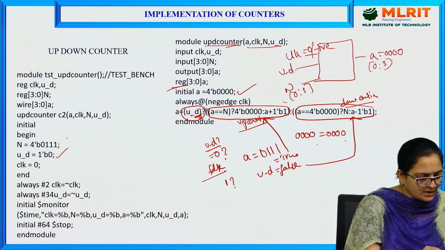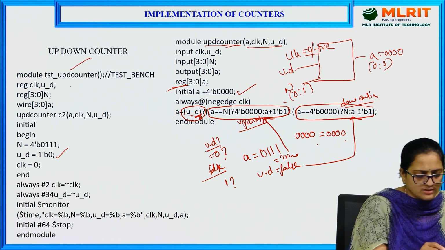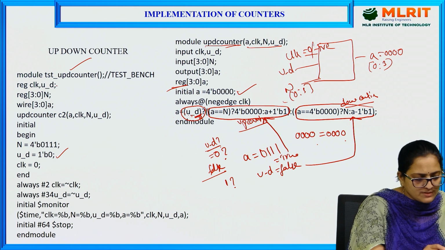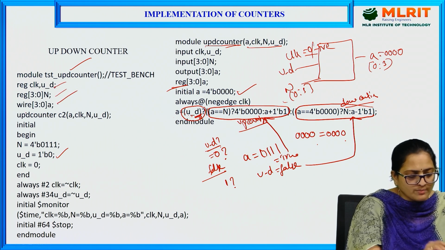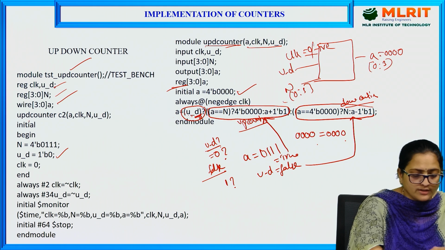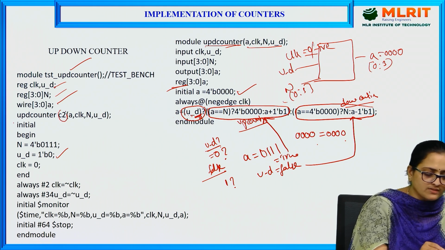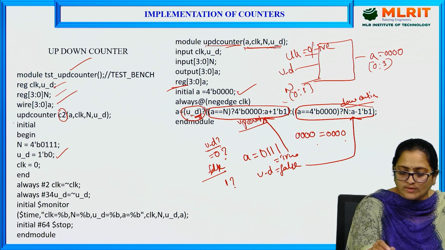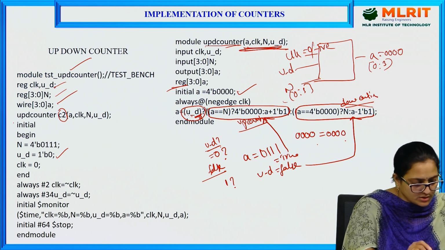So we have taken n value, see module test, and this is a test module name represented with the registers. All the inputs are represented with the registers, outputs are represented with the wire, and calling the up down counter. So UDP counter, and the counter name is given as C2, and the sequence of ports is given with a comma: clock comma, n comma, u_d.